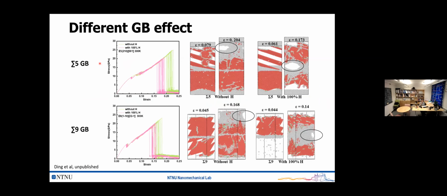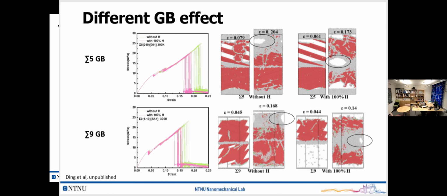And if we go into a little bit more detail here, we can see these two cases with sigma 5 and sigma 9 grain boundary, both found this softening effect of the hydrogen on the original stress strain curve. And if we analyze those modeling snapshots, we can see that in the hydrogen case, the onset of plasticity occurs earlier, and also the void occurs much earlier if we see those strain levels listed on the top. In both cases, we found this fracture transition to the intergranular.